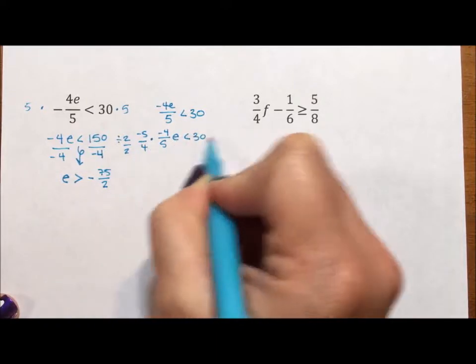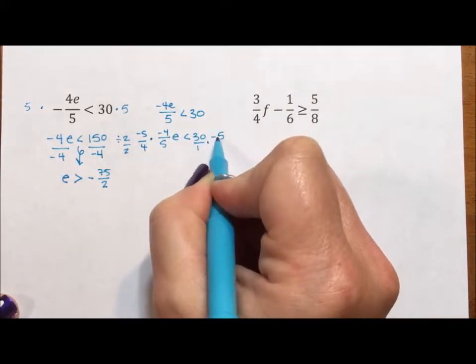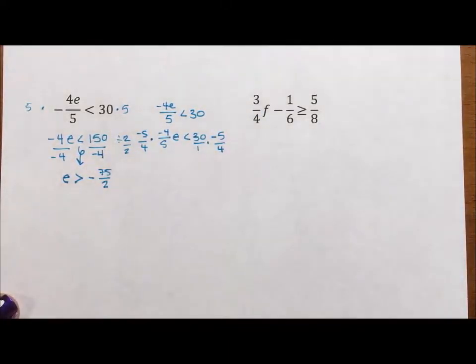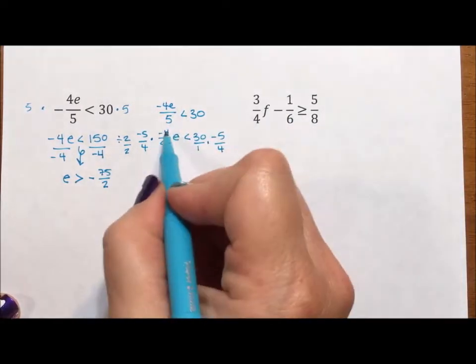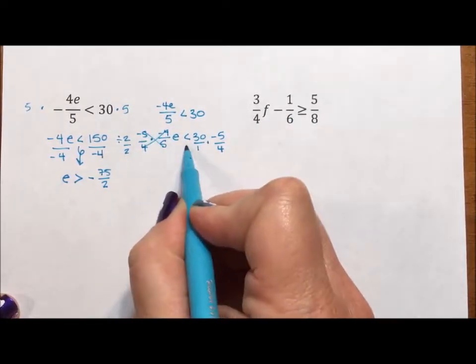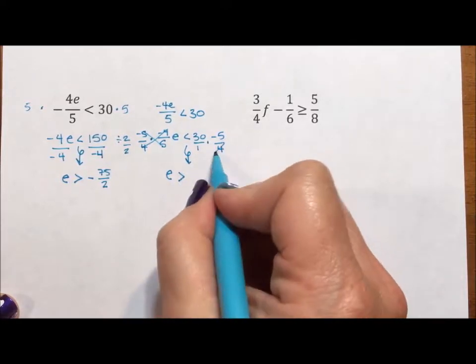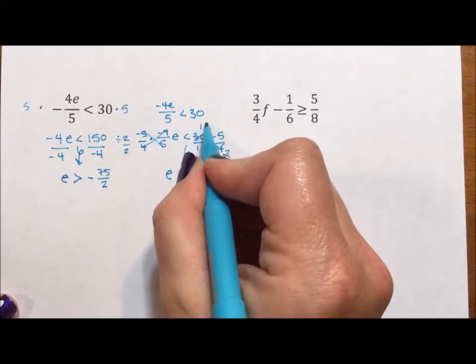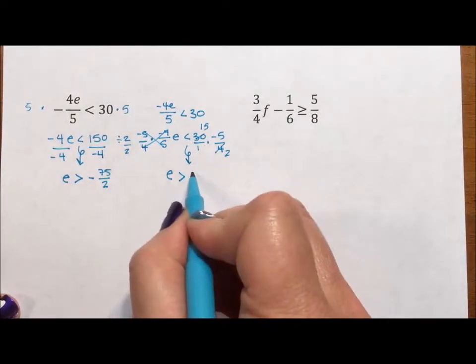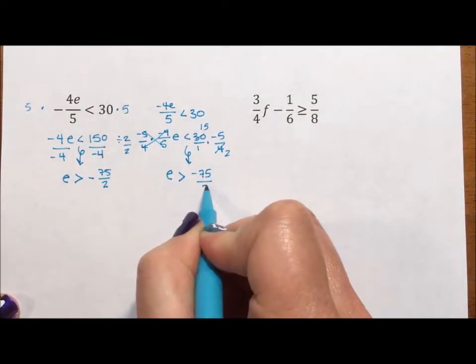Negative 5/4, negative 5/4. Notice that I'm still multiplying by 5 and dividing by 4, but in this case I get it in one shot so that E is greater than, I'm still going to reduce this, but this is going to become a 15. I'm still going to end up with negative 75 halves.